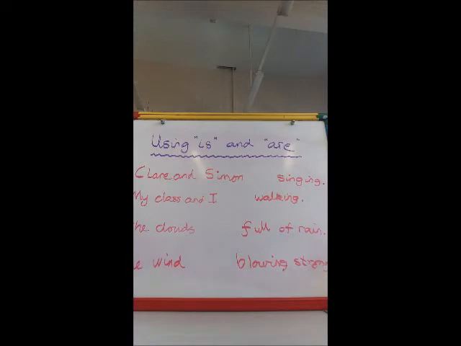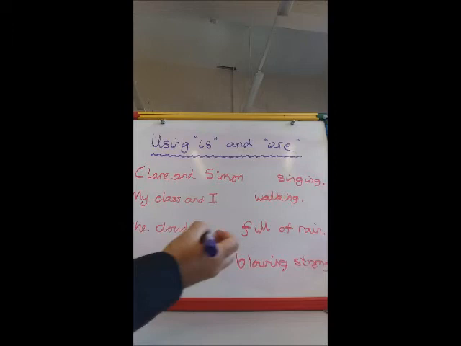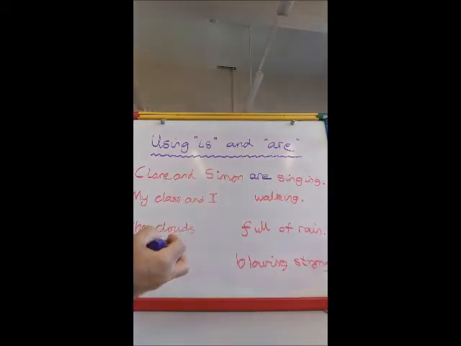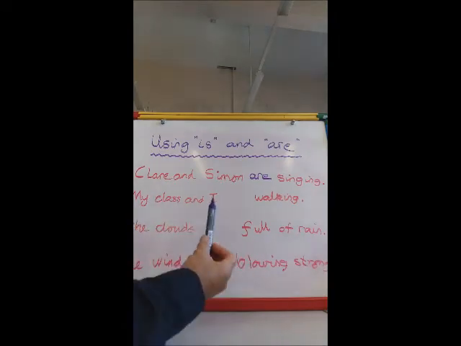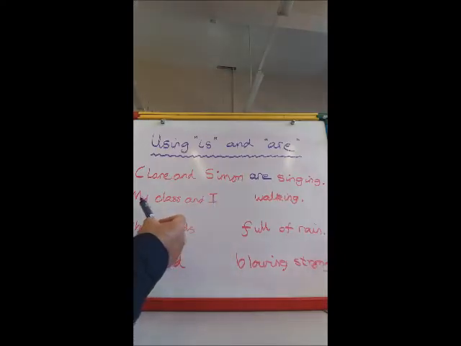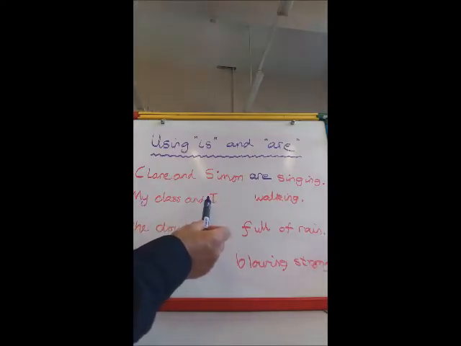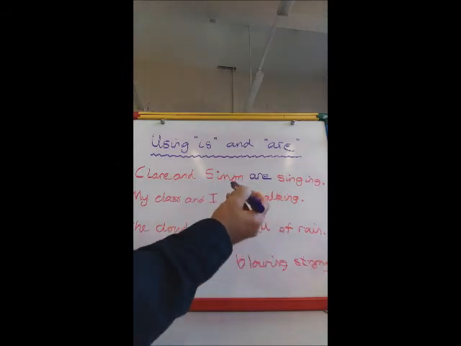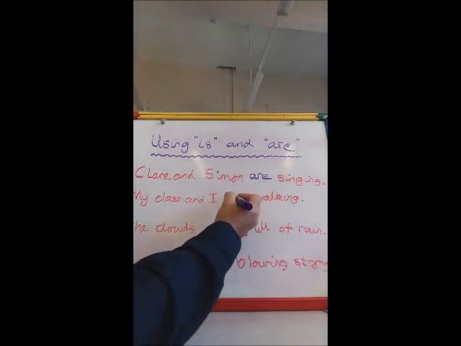Well, look at how many people there are. There are two people. Two is obviously more than one. So therefore, Claire and Simon are singing. My class and I. Because there's more than one person involved here, my class is a number of children and I, so therefore it's more than one. So this also is my class and I are walking.